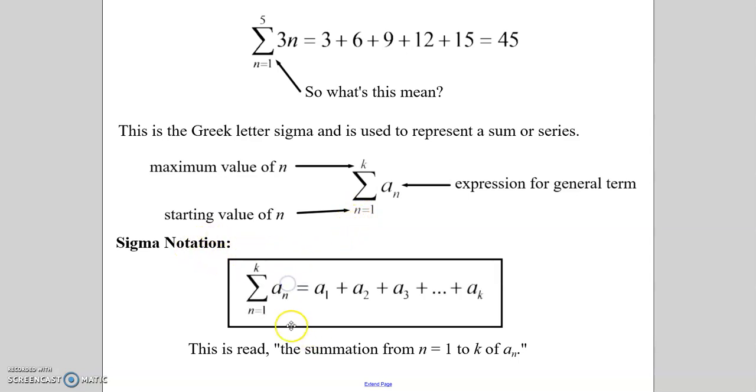So basically, sigma notation means this. You add the first term plus the second term plus the third term all the way up to the last term, which here you can see is term number k. And the way you read this is you would say that this is the summation from n equals 1 to k of a sub n.